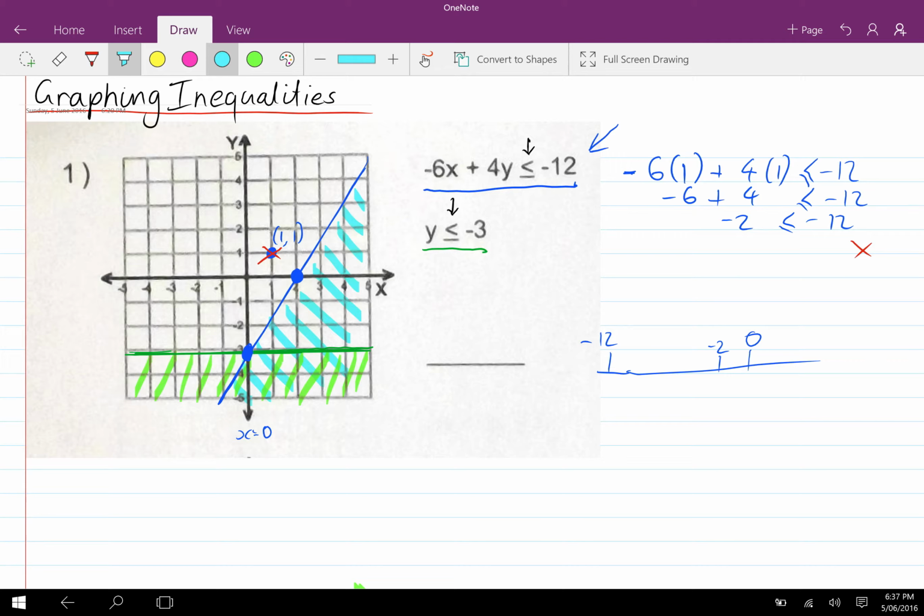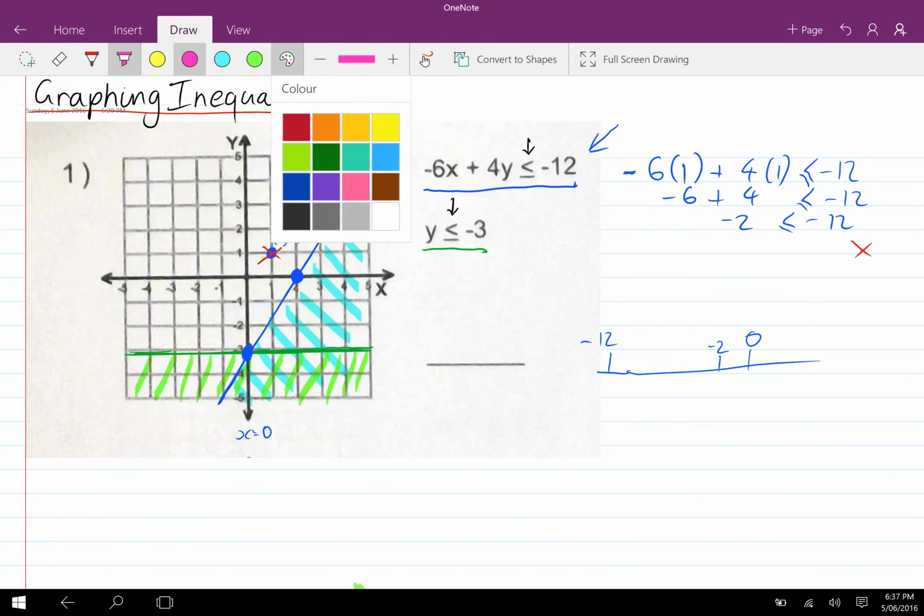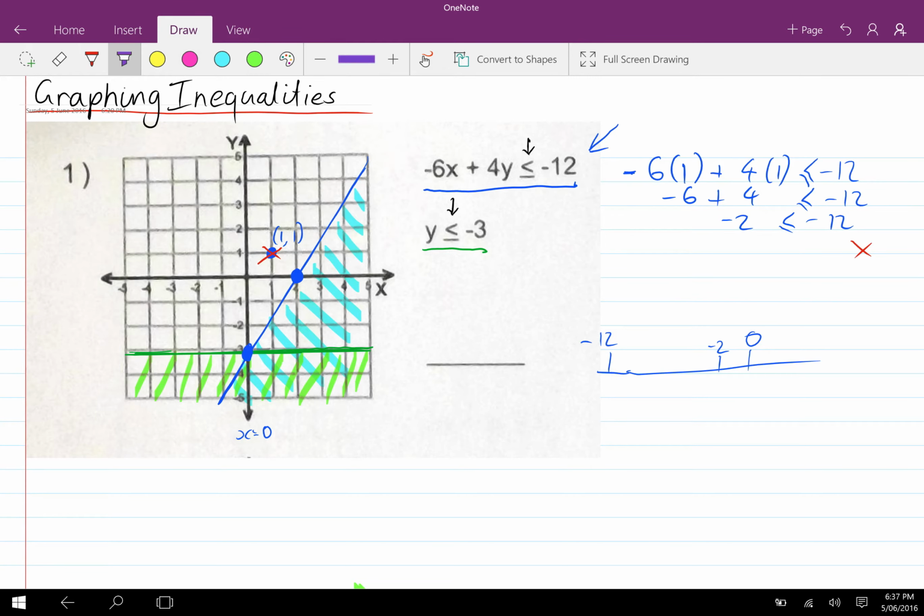Okay? So, the final thing to focus on is that the blue line is right in the blue area. The green line is right in the green area. So the green area is y is less than minus 3. And the blue area is minus 6x plus 4y is less than minus 12. And the area where both is true, I'm going to colour in, it's green and blue. We'll go for purple. Okay? And this is the area we're after. The area where both is true.